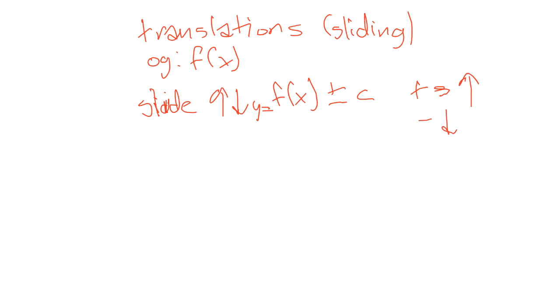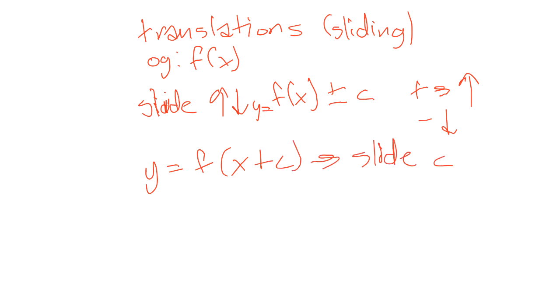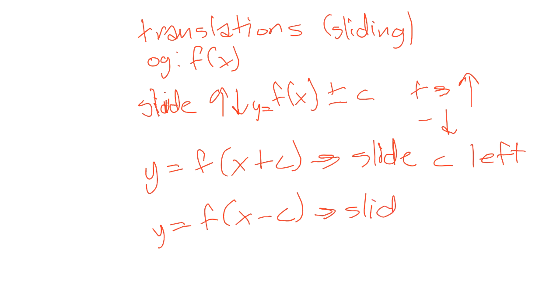And then we can also slide it left and right. So if we have y equals f of x plus c, that means we're going to slide it c units, I mean left. And then whenever we have y equals f of x minus c, we're going to slide it right. And that sounds kind of counterintuitive, but when you actually plug numbers in, it makes a little more sense as to why they slide those certain directions.